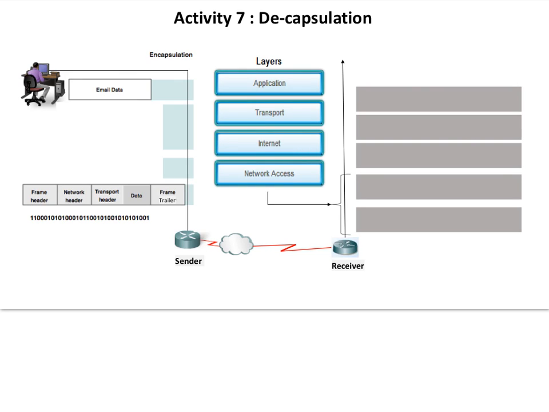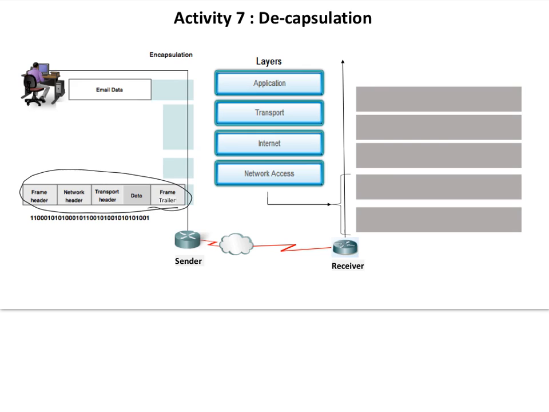Okay. The other activity here is a little bit tricky, and it talks about decapsulation. As you can see on the activity, from the sender side, we have a frame which is structured as frame header, network header, transport layer header, and data, and then trailer, right? And this whole frame gets sent over the physical layer as bits. In fact, these bits will be transferred over the medium as a digital signal, right?